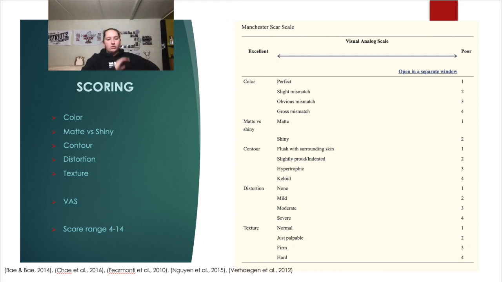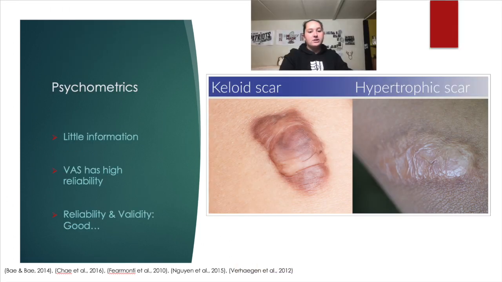And then the total score is the overall visual analog scale added to the individual attributes that I just went through, and that's all combined to determine an overall score proportional to the severity of the scar. So it can range from 4 to 14, with a higher score representing clinically worse scars. So here you can see a keloid scar versus a hypertrophic scar. I know it's a little gross and I'm trying to move on from that, but it's where I can put it.